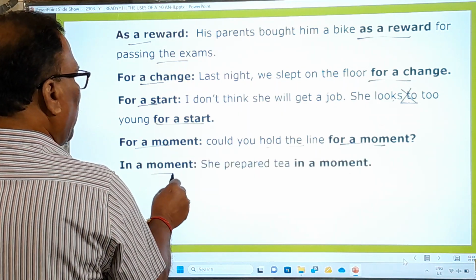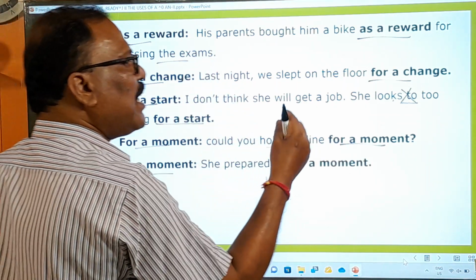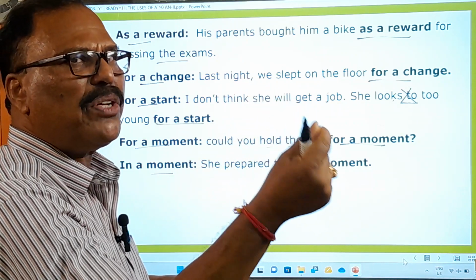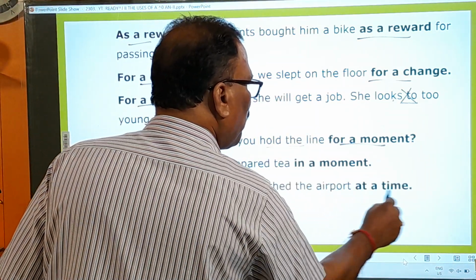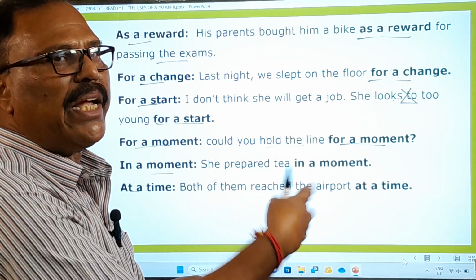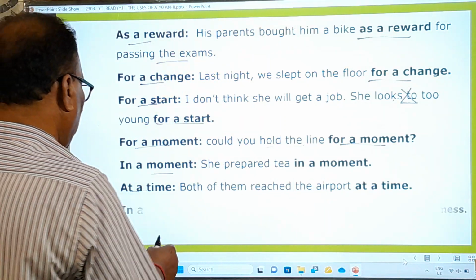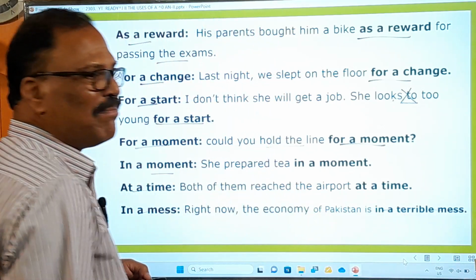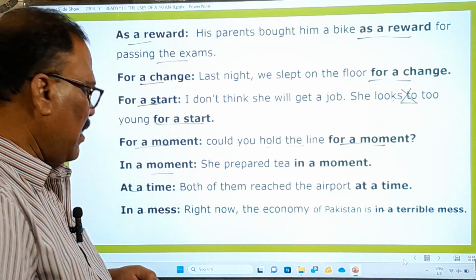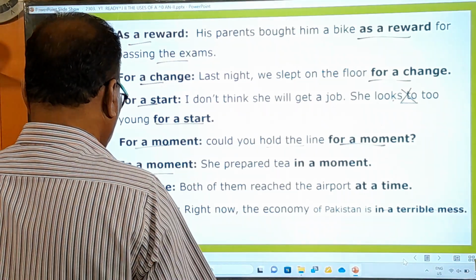And here, in a moment, just in a moment, means within no time. At a time means both of them reached the airport at a time, that is, simultaneously. And in a mess: right now the economy of Pakistan is in a terrible mess.